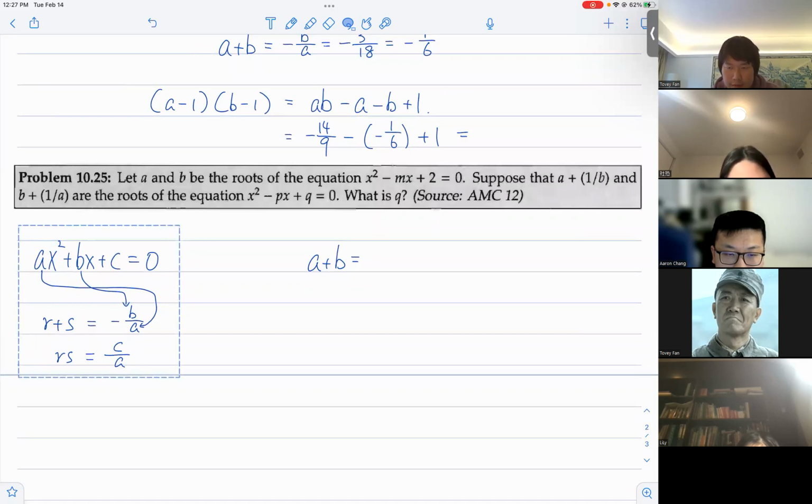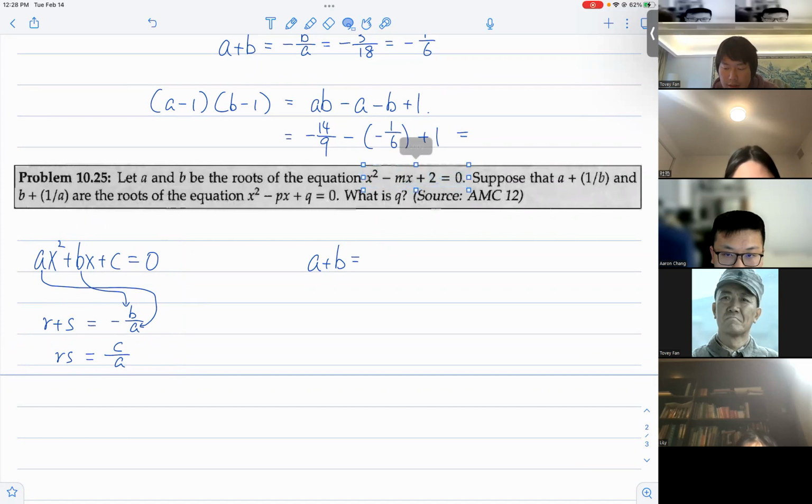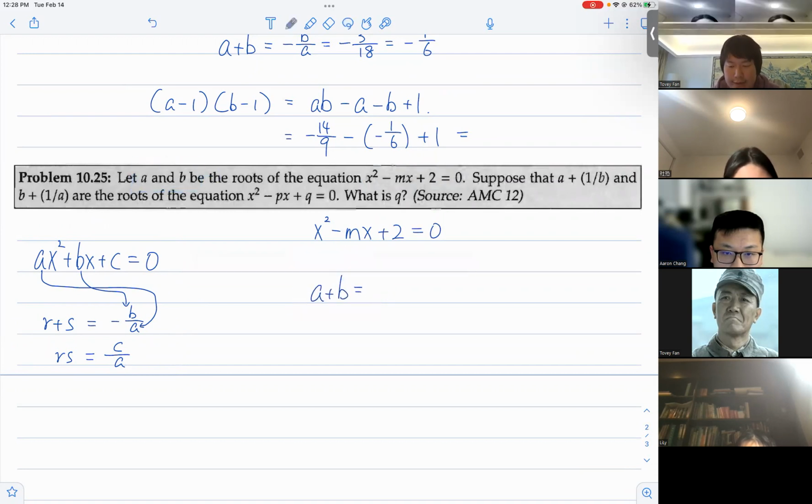This is Vieta's theorem, right? When we apply it, the equation is x squared minus mx plus 2 equals 0. It has two solutions, A and B. That's what the question says. So A plus B is the sum of roots.